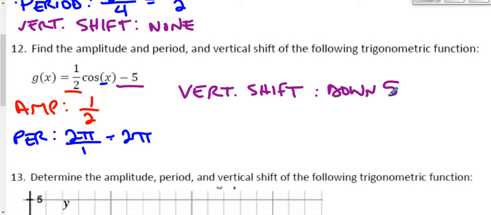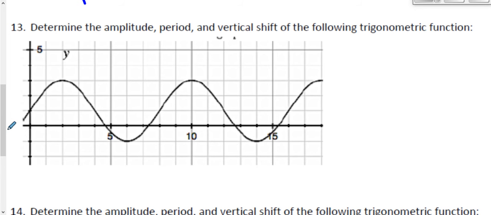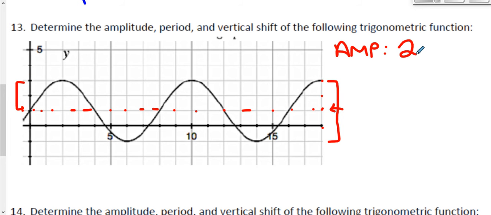All done. Now let's take a look at what's next. We have to determine the amplitude, period, and vertical shift for this guy. Now the amplitude is the distance from this function's midline. So the very first thing I have to do for this function is find its midline. The midline is like the halfway point. So my function is 4 units tall. Because my function's 4 units tall, the midpoint is going to be right here on my function. And if that's the midpoint, then the height from the midpoint is just 2 units. So the amplitude is 2 units.